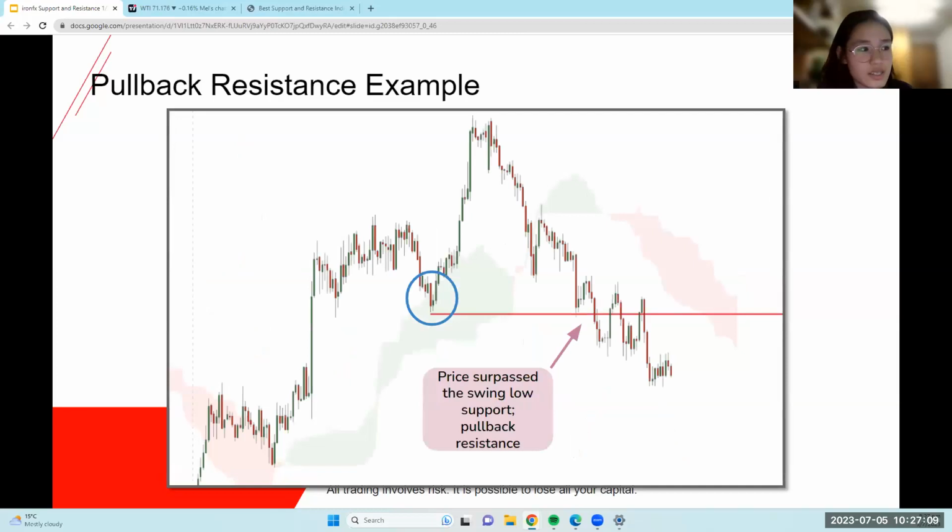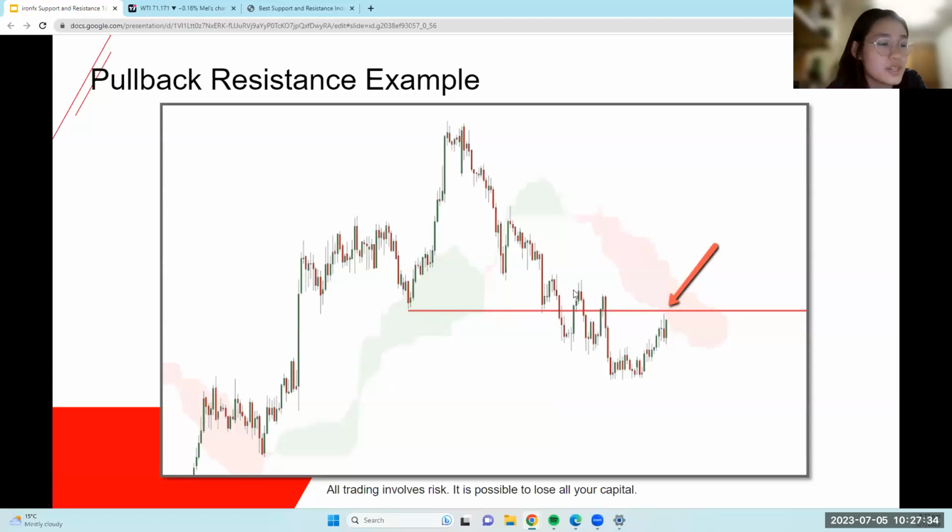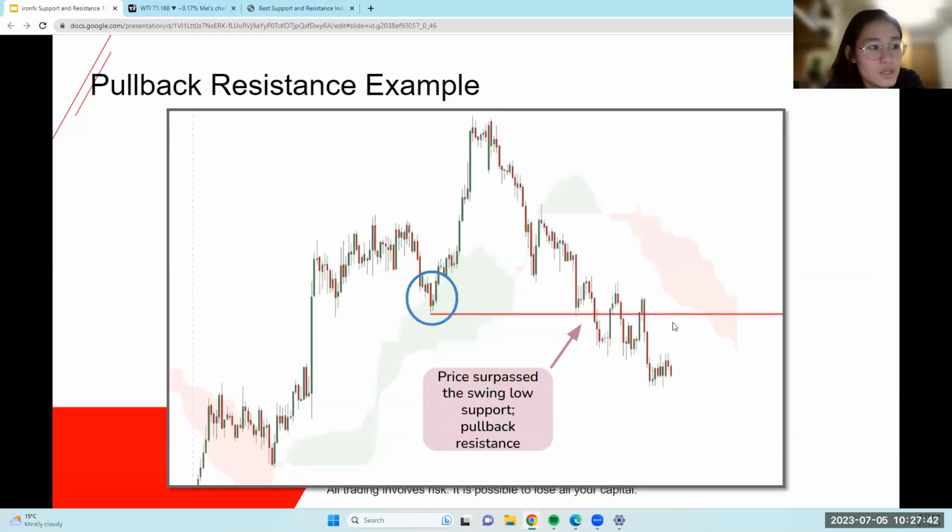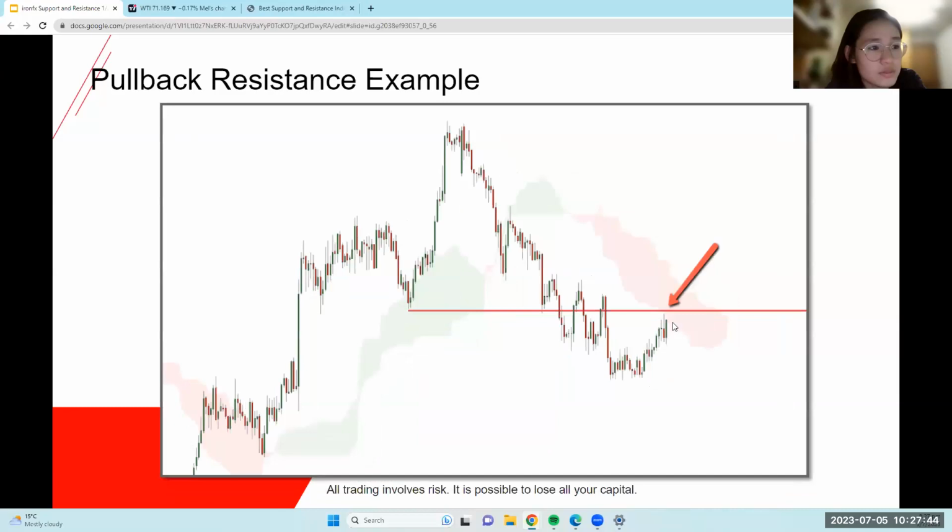Okay, here's another example. So here we have a significant swing low, and thus a possible support level. But once price reverses off this level and heads back downwards, it breaks the level, it now becomes a pullback resistance. Now let's take a look and see if price actually pulls back to this resistance level. Okay, you can see that it did. It reversed back and it pulled back to this resistance level.